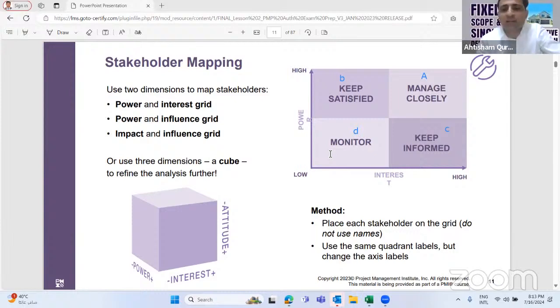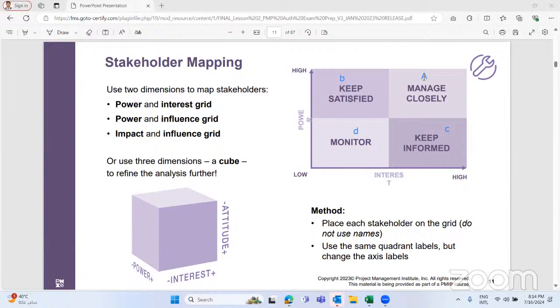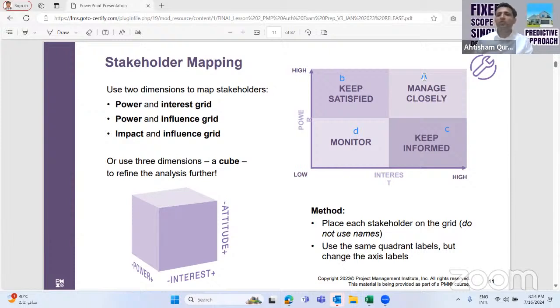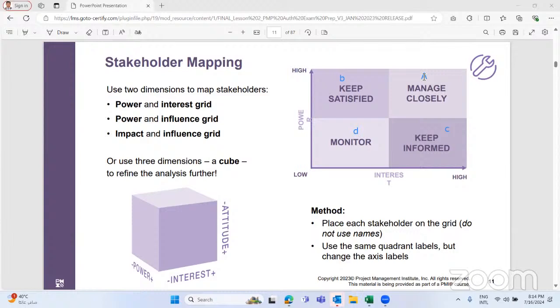So it means that person A we will manage very closely. We should be managing this type of person very closely, keeping them involved in all the meetings that we do, or at least updating them with the progress, because they are really interested in the end result of your project and they are really powerful in the organization. So we should always be in touch with them. Make sense? Yes, sir.